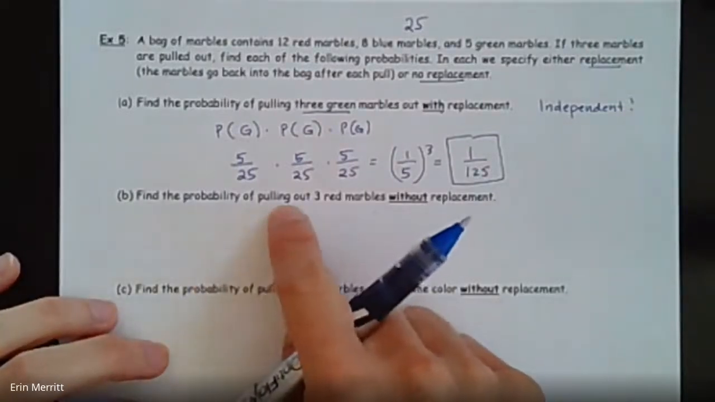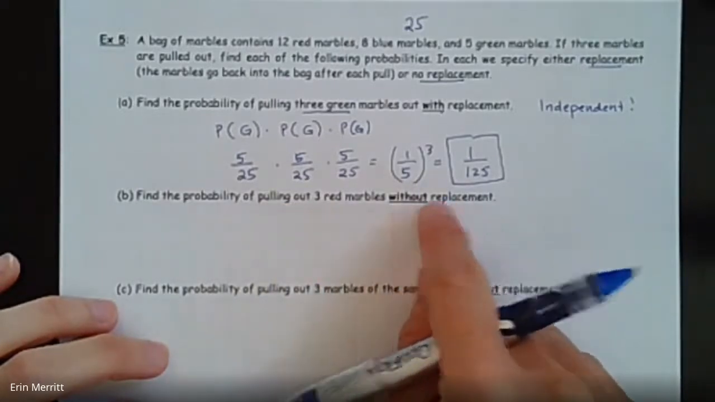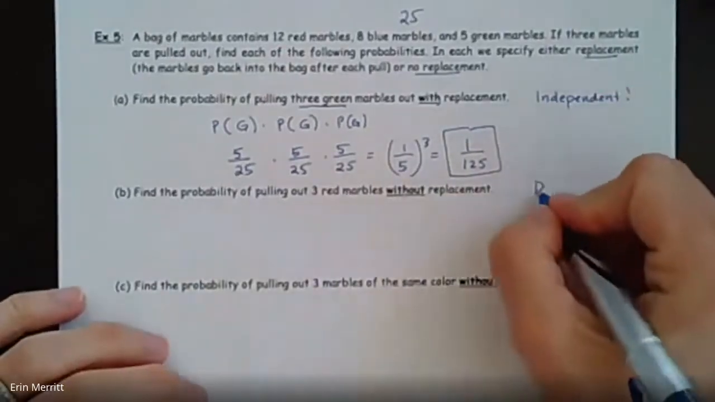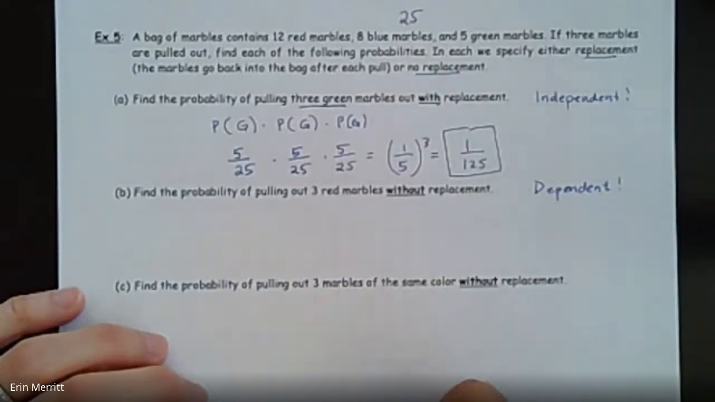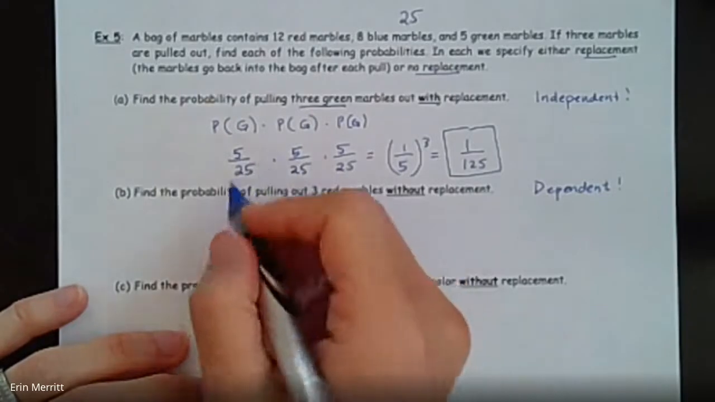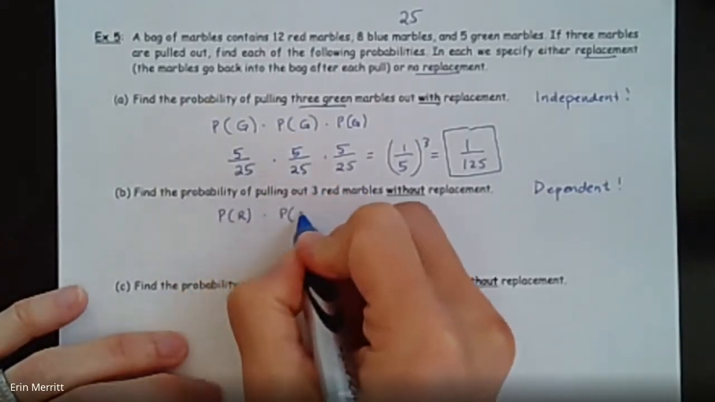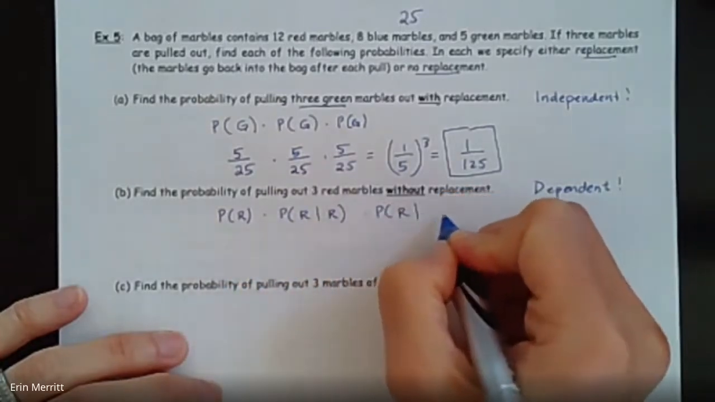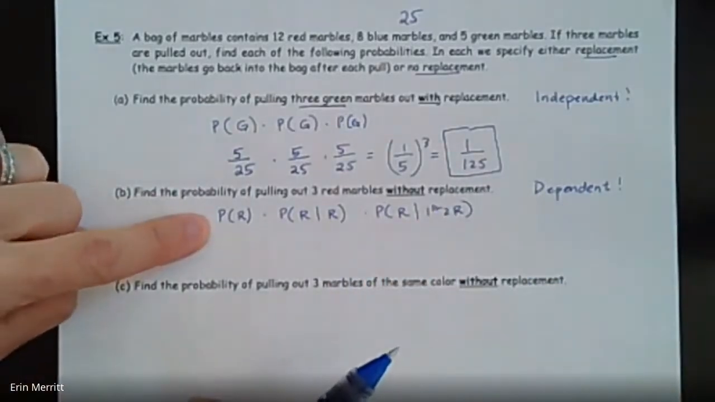Find the probability of pulling out 3 red marbles, but without replacement. If I don't put the marbles back in, each time I take one out there are fewer marbles in there, which means these are not independent, they are dependent events. So you just have to remember the probability is going to change here. Technically, we could say the probability of red times the probability of red given that the first one was red, times the probability of red given that the first 2 are red. Do you really need to write that down? No, just think about how the numbers change.